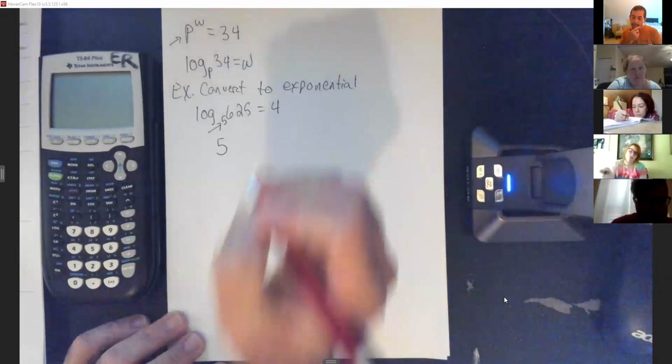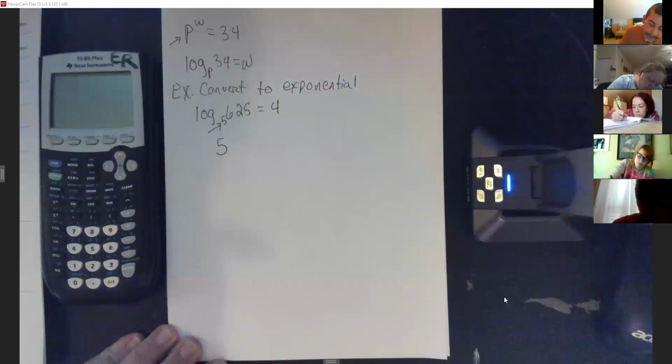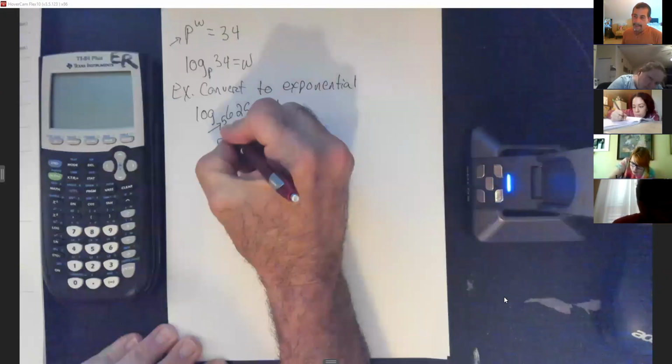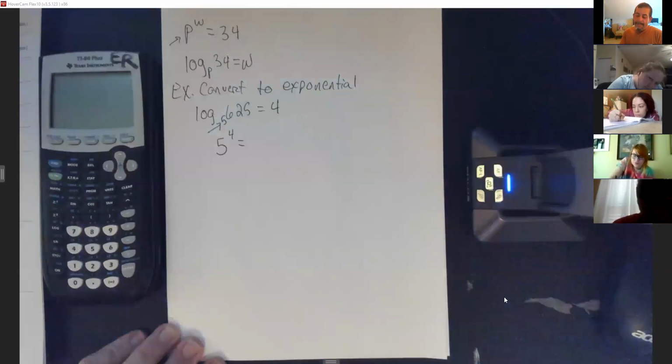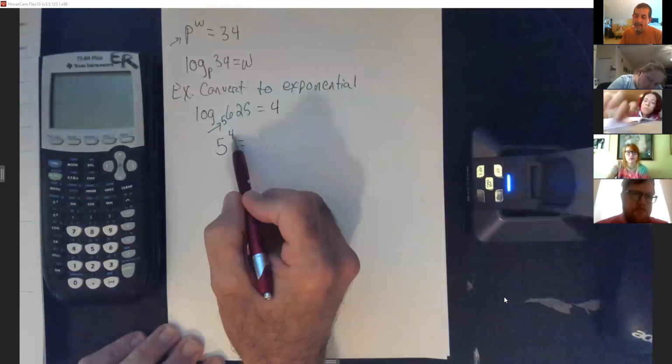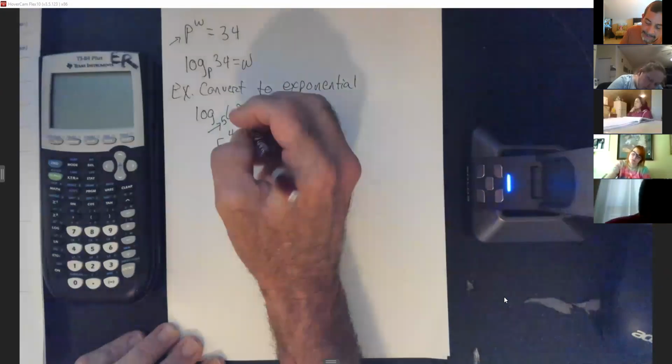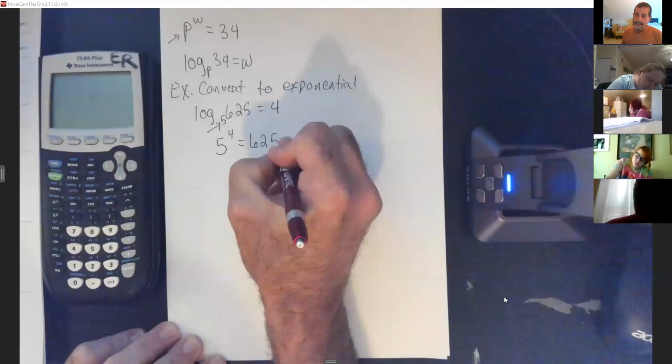So what's your exponent? It's going to be my 4. And I know that 5 to the 4th power equals 625.